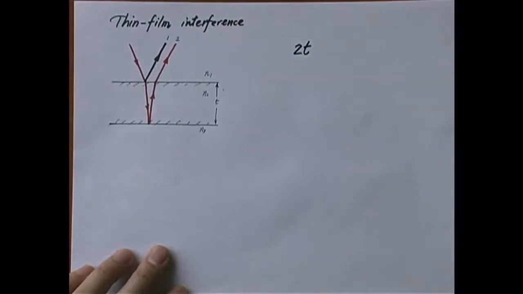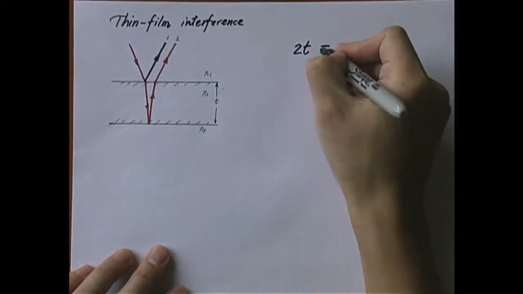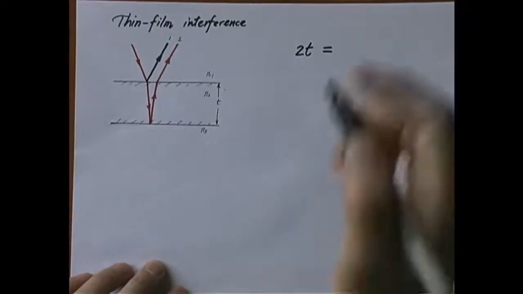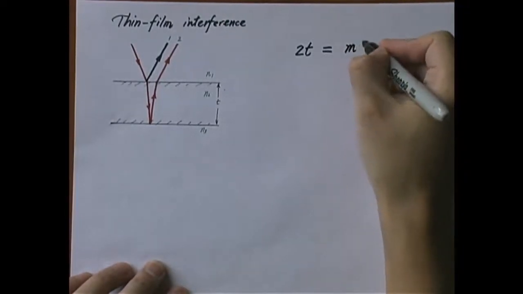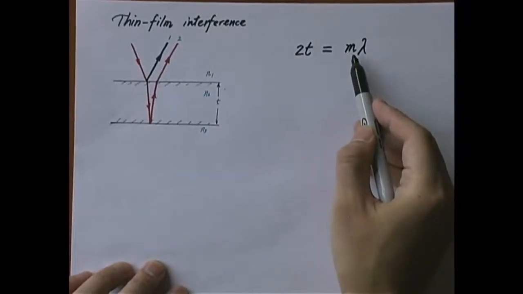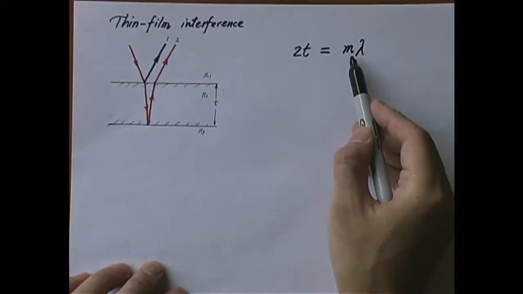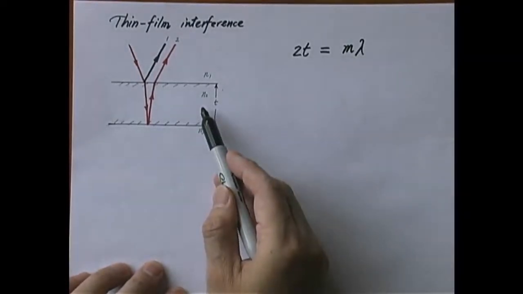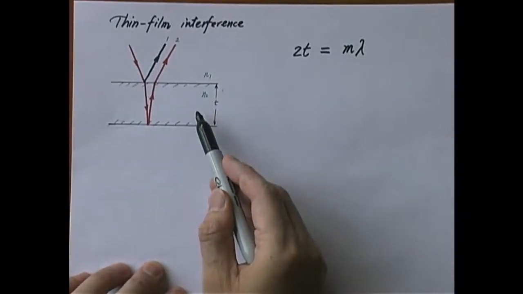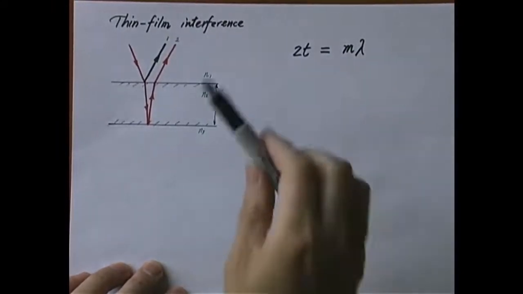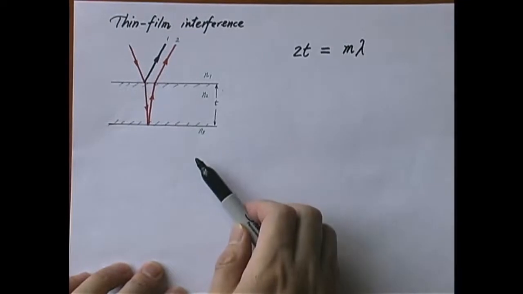And if 2t equals a multiple of wavelengths, m lambda, what happens? You notice I used the letter m for an integer this time. I don't want to use letter n because n would be confused with the index of refraction, which also plays a role. Now you've got to be careful here. This lambda here, is it lambda in the first medium, second medium, or third medium?